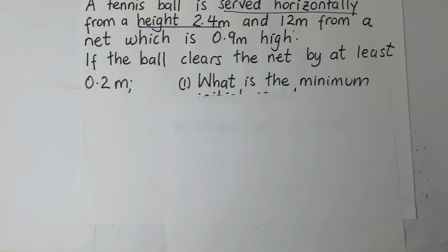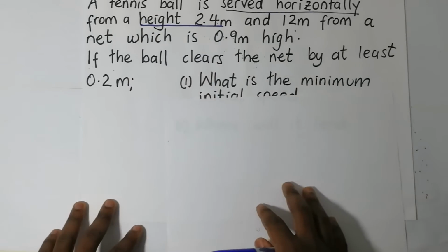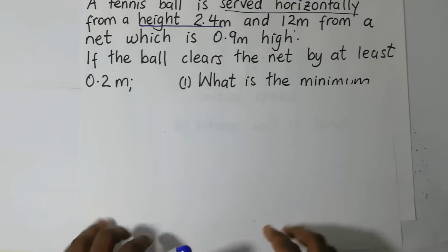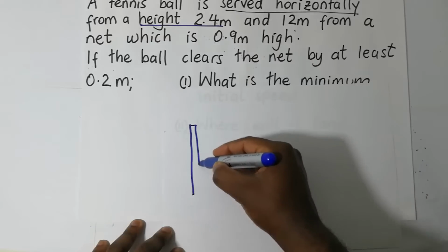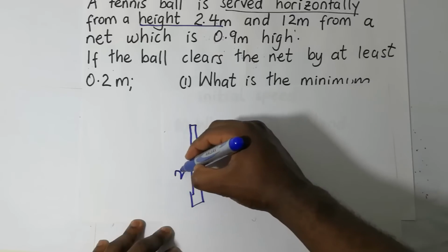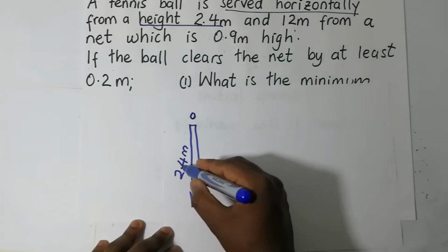So we're going to draw a diagram here to summarize this question. So this is the tennis ball. It has been served horizontally from a height of 2.4 meters. So this is the height we're talking about right there. It is 2.4 meters. That's where the tennis ball has been served from.